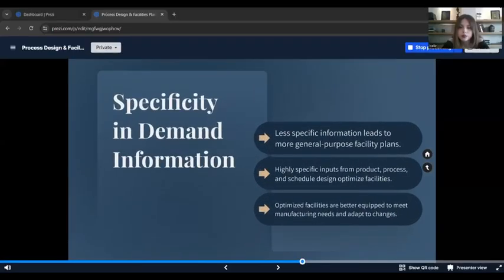Here's the key principle: less specific information leads to general purpose flexible facilities. Higher specific inputs from product, process, and schedule design let us optimize the facility. Optimized facilities are more efficient but less adaptable. It's a trade-off.